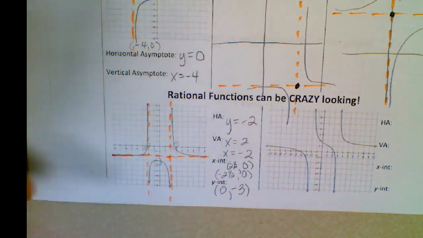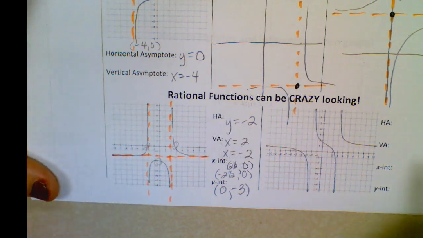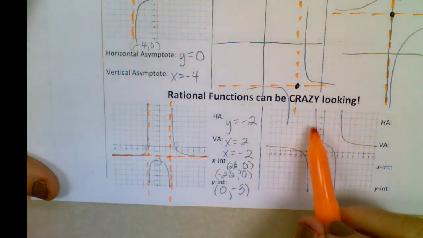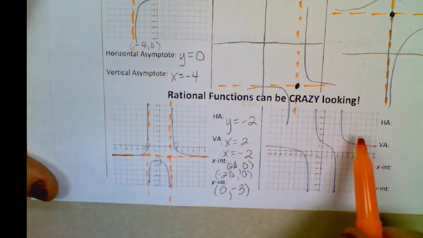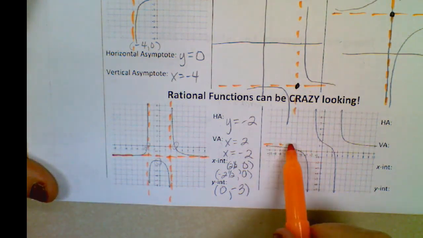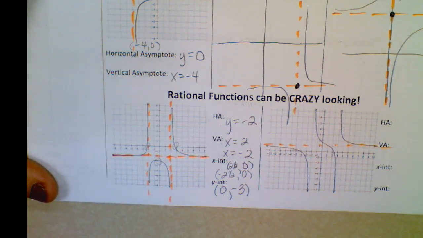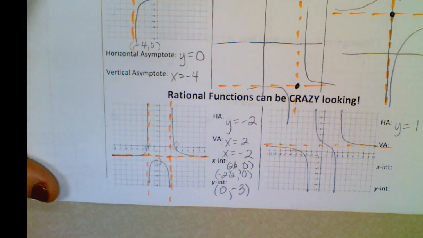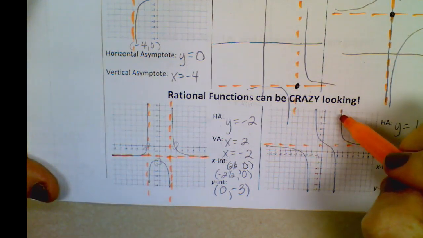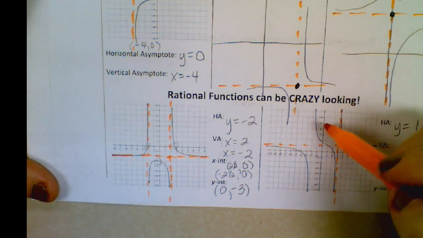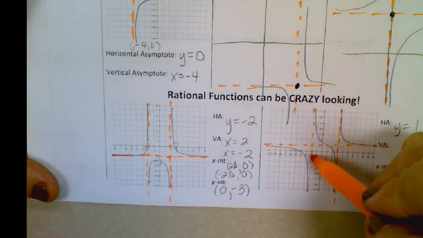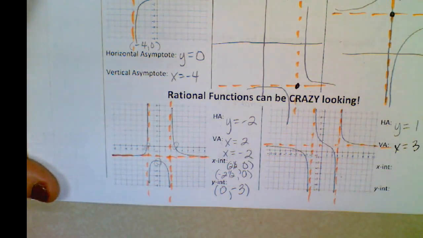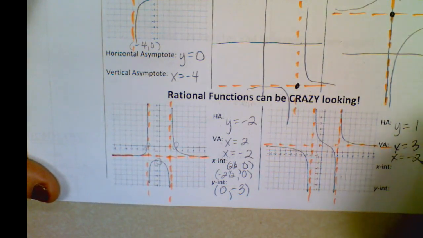Okay, and let's look at this one. So we've got all kinds of things going on with this. So let's look at horizontal asymptotes. So we do have one. Now the horizontal asymptote may not apply to this middle graph, but it definitely applies to the outline graph. So that looks to me like that horizontal asymptote is at y equals 1. Vertical asymptotes looks like I've got one here at 3 and another at negative 2. So I've got x equals 3 and x equals negative 2.